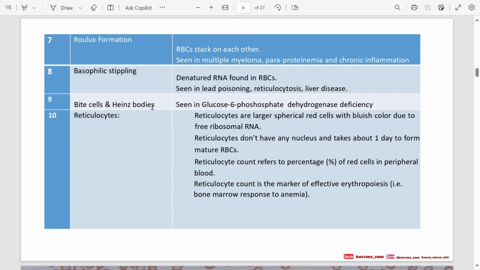Then are the Bite cells and Heinz bodies. These are the characteristic cells of glucose-6-phosphate dehydrogenase deficiency. Then are the reticulocytes. These are the larger spherical red blood cells with bluish color due to free ribosomal RNA. They usually enter the circulation, and after 1 day they convert into the mature form of the red blood cell. They are the marker of effective erythropoiesis.